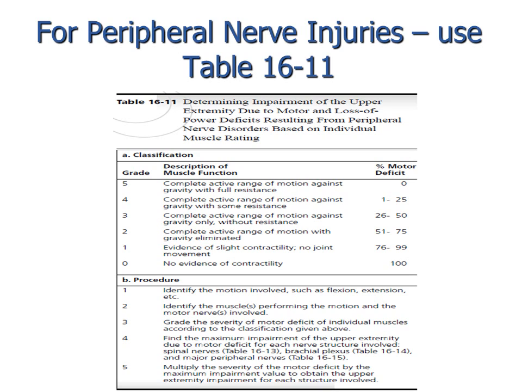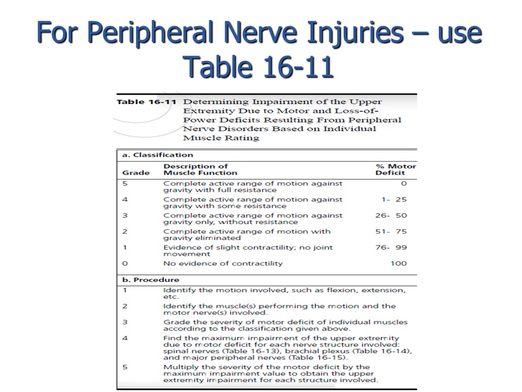Well, what about injury to nerve structures in the upper extremity? For loss of strength and motor deficit due to nerve injury, we use Table 16-11. Table 16-11 is entitled Determining Impairment of the Upper Extremity Due to Motor or Loss of Power Deficits Resulting from Peripheral Nerve Disorders based on individual muscle rating.